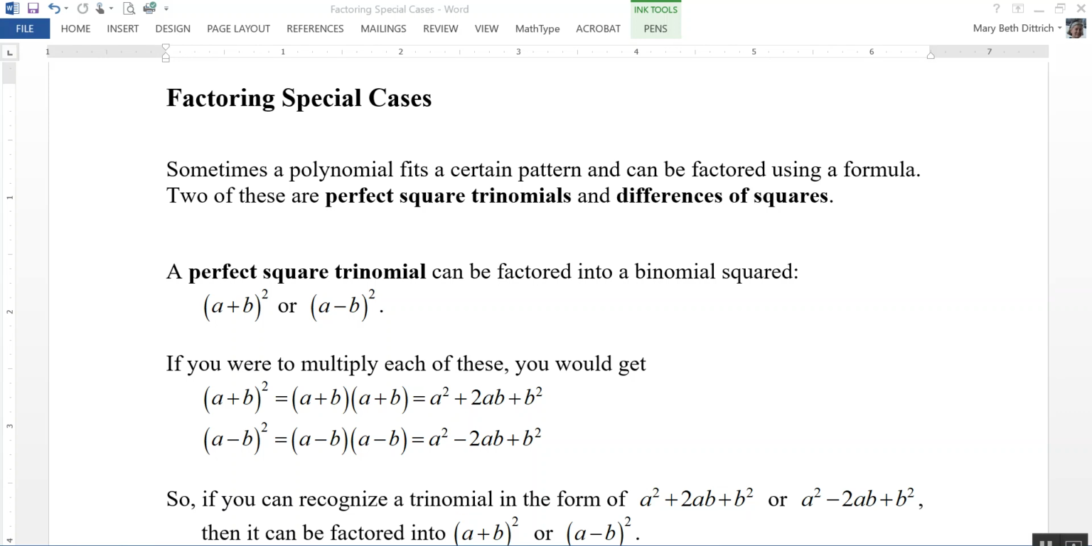This video is on factoring special cases. Sometimes a polynomial fits a certain pattern and can be factored using a formula. Two of these are perfect square trinomials and differences of squares.